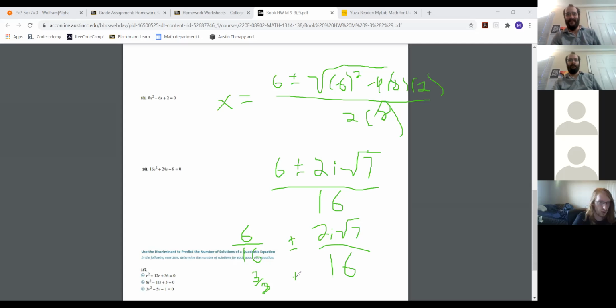Horribly drawn, but it's down there. Plus or minus. This we can simplify out what? Divide this by 2, divide this by 2. And so this is over 8. So root 7, i root 7 over 8.